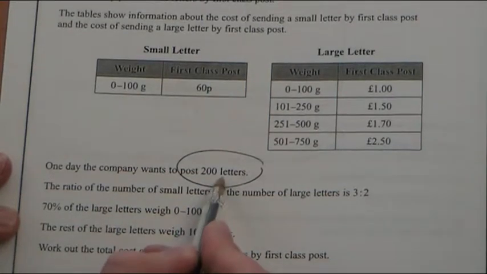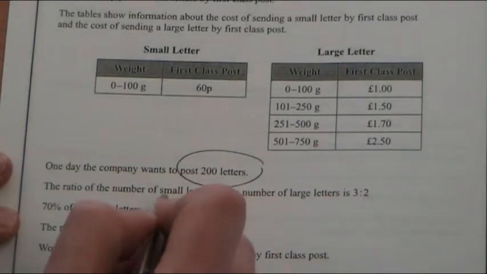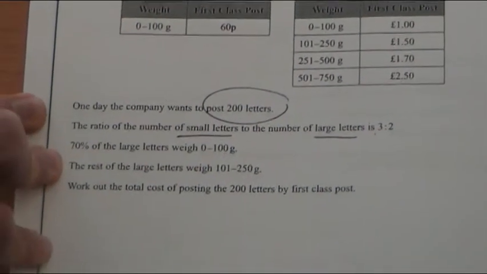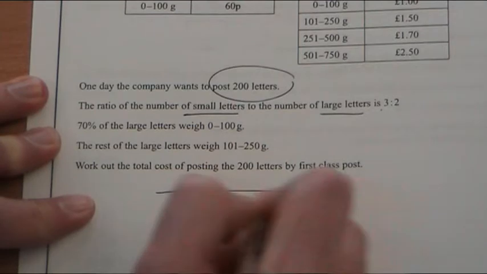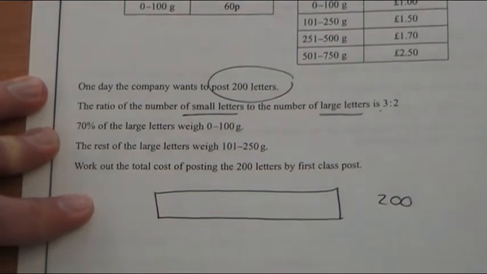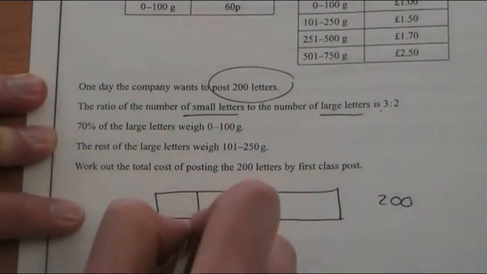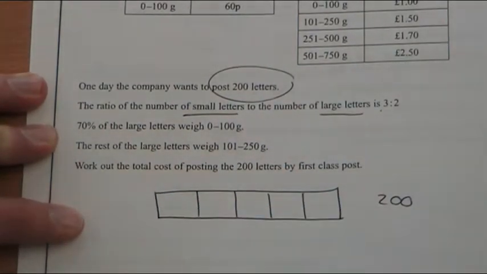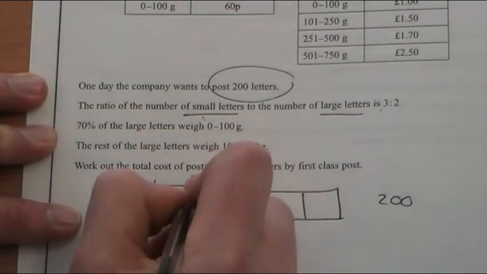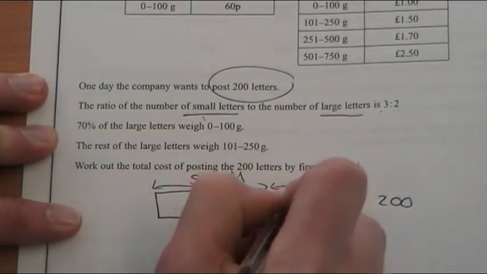So there's 200 letters, and they're splitting the small to the large in this ratio, 3 parts to 2 parts. Let's deal with that. So I'm going to draw a little picture here that represents 200. And we're splitting into 3 parts and 2 parts, which means we're splitting it into 5 parts. This being small, because that's written first, and this being large.